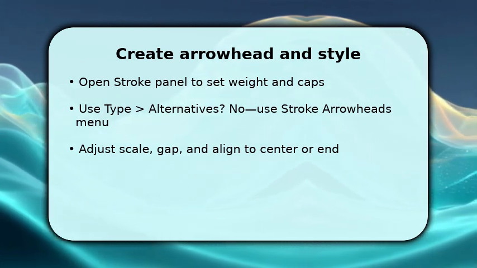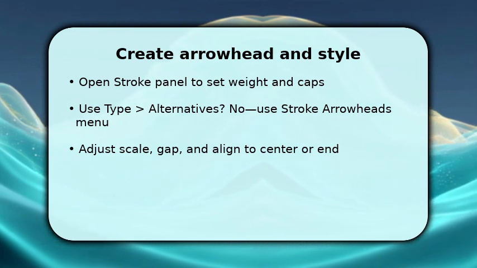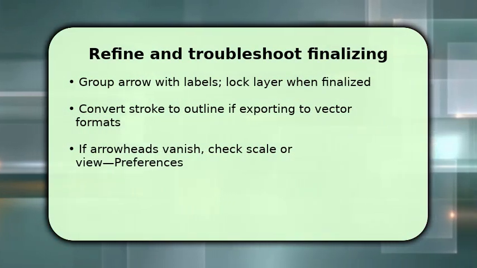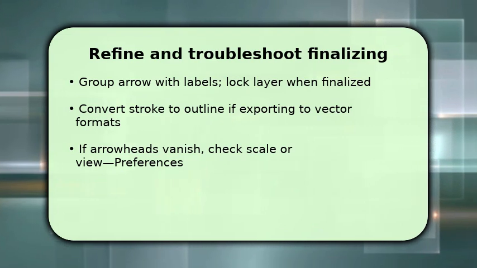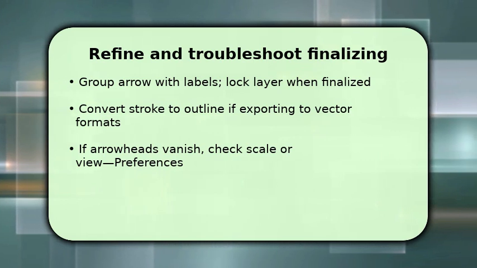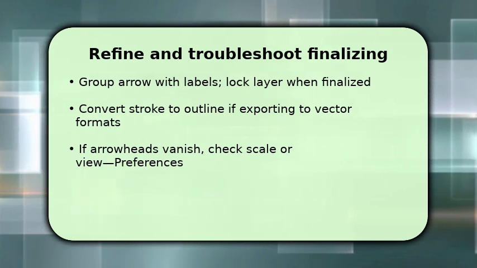Make sure to apply stroke color and any dashed patterns after arrowheads so spacing and appearance remain accurate. Finish by aligning the arrow with nearby content, group it with its label, and lock the layer to prevent accidental edits. If you'll export to EPS or SVG, convert the stroke to outlines so arrowheads render consistently across apps.